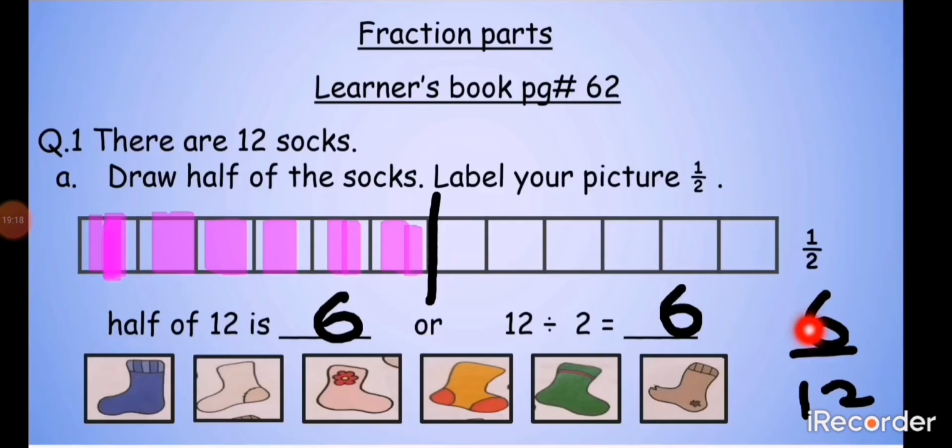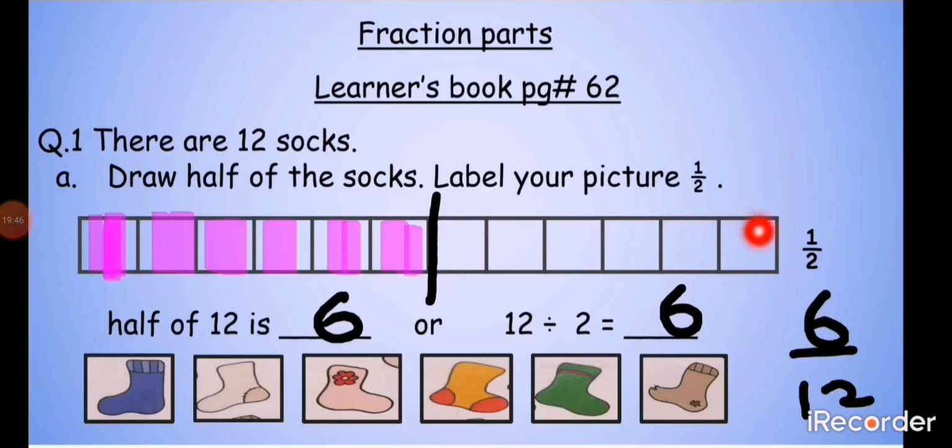We can say half of 12 is 6. So we can write this fraction 6 by 12, and we can also write it as half. So both ways are right. But here we have to find out the half of 12, so we are going to write 1 by 2 here. But remember, 1 by 2 of 12, or one half of 12, is 6 out of 12. The colored fraction is 6 by 12. The uncolored is also 6 by 12.